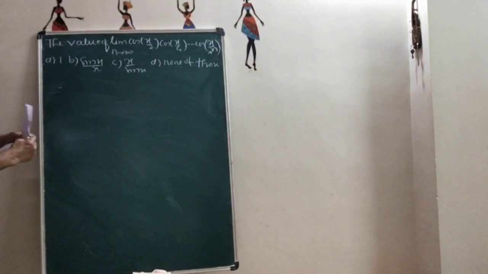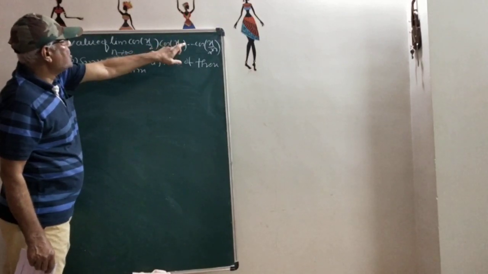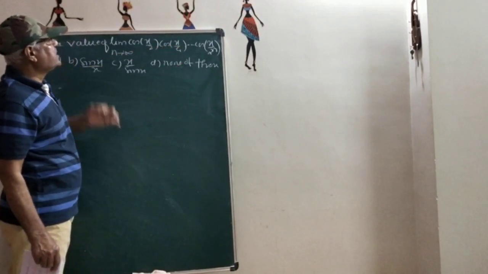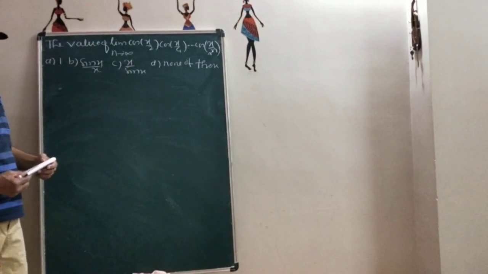The value of limit cos x upon 2, cos x upon 4, and the next will be cos x upon 8, and so on, cos x divided by 2 raised to n as n tends to infinity. Here there are 4 options.